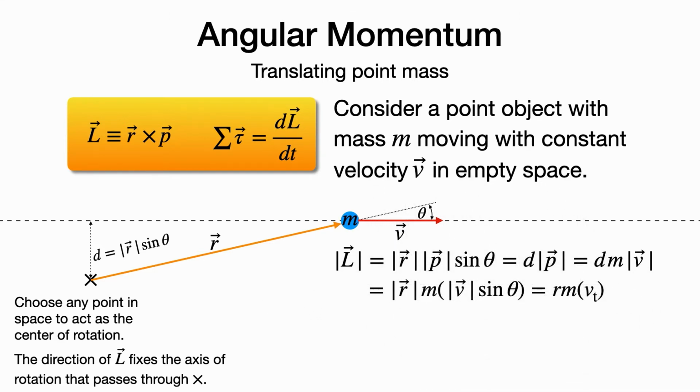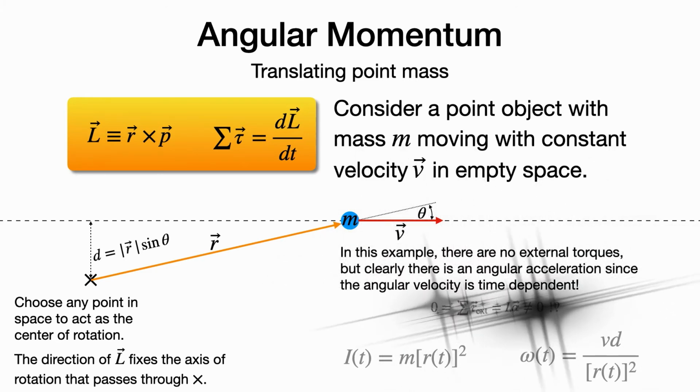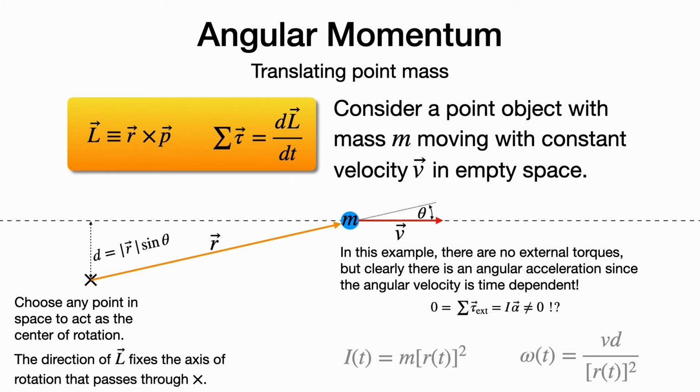Now we can also consider writing the magnitude of the angular momentum in terms of the tangential component of the velocity. If we do this, then we find that we can write this angular momentum as the moment of inertia times the angular velocity. And then we can express the angular velocity here as v times d divided by r squared. But r is a function of time. And so in this example, while there are no external torques, we clearly see that there is an angular acceleration happening because the angular velocity is a function of time.